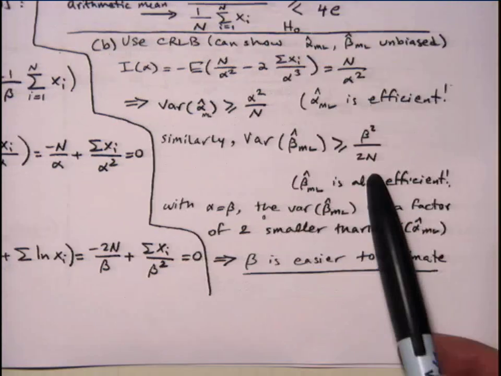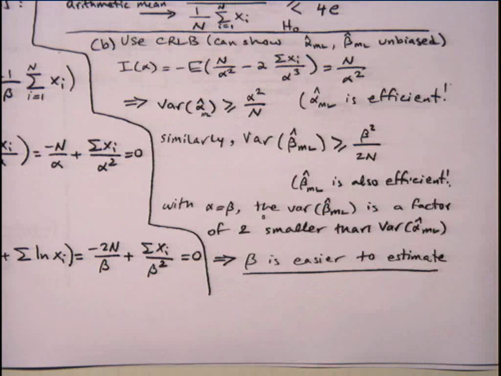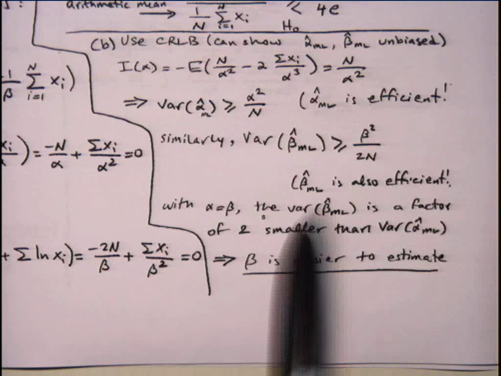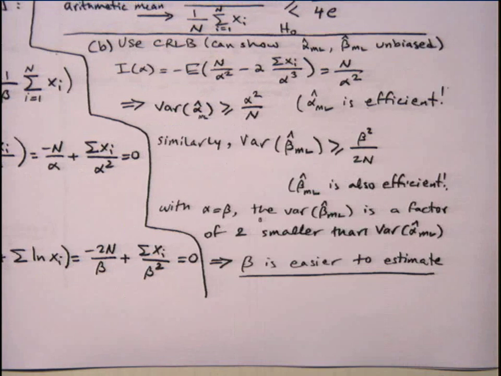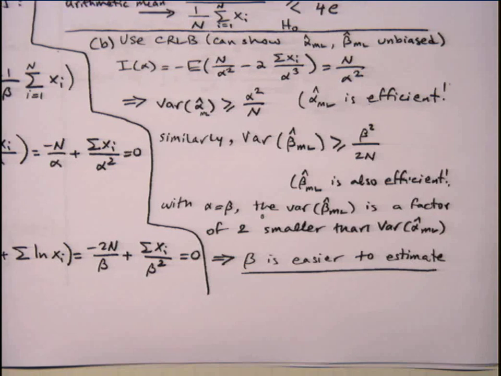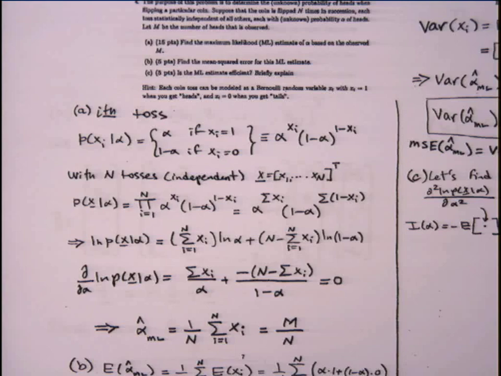So you have efficient estimators in both cases, and so if alpha and beta are equal, there's a factor of 2 difference between these two, which means that beta is easier to estimate because it has a smaller variance. Okay? So it's not a very complicated question at all. Okay, so number 4.